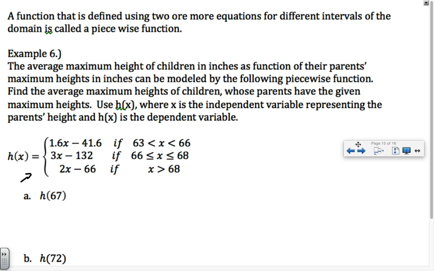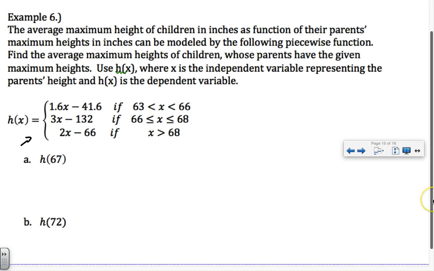So, for example, if I just want to evaluate h of 67, if this is my x that I'm passing in, I'm going to take the 67 and compare it and find in between which interval it falls. Then whichever interval it falls in, I'm going to use that function rule. 67 is not between 63 and 66, so I'm not going to use the first line. But 67 is between 66 and 68, so I'm going to use the second line to evaluate this.